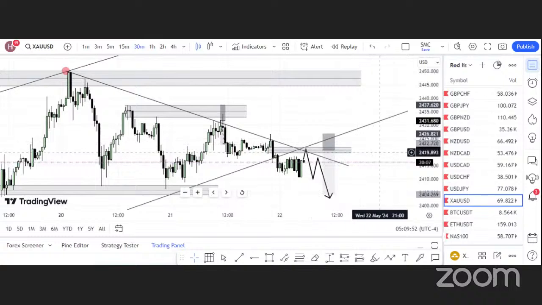So we have an analysis on XAUUSD, and with my analysis, I strongly believe that the market is going to move bearish.